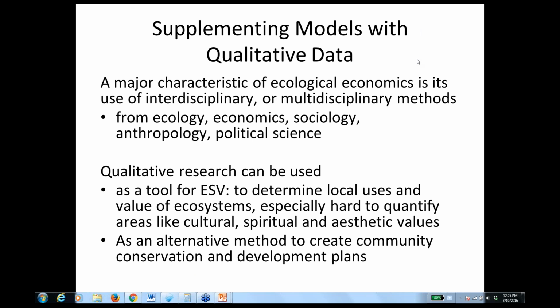So as I mentioned, this can be a tool for ecosystem services valuation. It's a way of actually talking to people and finding out how they actually use their natural resources and what things they might value, like some of those harder to define areas like cultural benefit, spiritual benefit, and aesthetic values. And they can also be used as a way to help create community development plans, community conservation plans, even community adaptation plans in areas where people are starting to have to shift their behavior as a result of a changing climate.